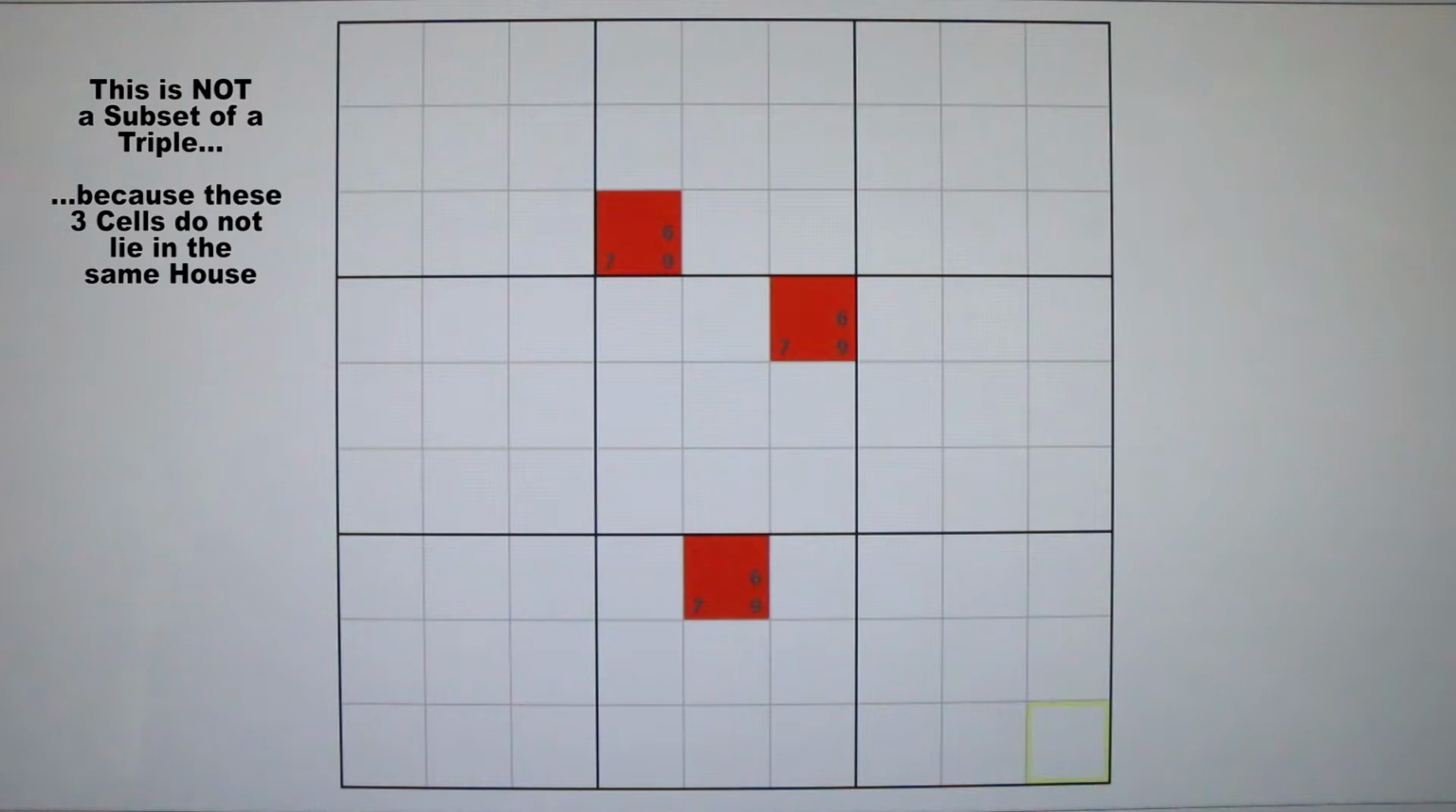Now here, for example, we have 3 candidates in 3 cells, but if you look carefully, they do not lie in the same house. They're spread all over the place. They do not share any house in common, so this is not a triplet. Triplets must be in the same house. You must have 3 cells with 3 candidates that all lie in the same house. Okay?